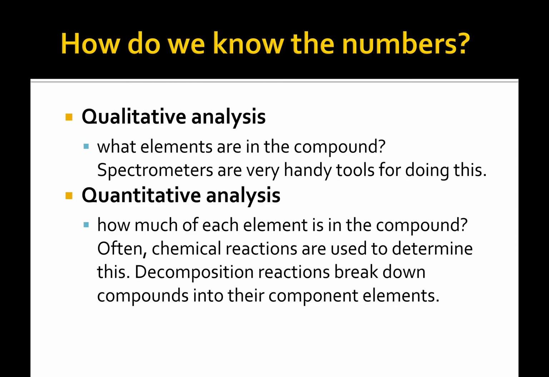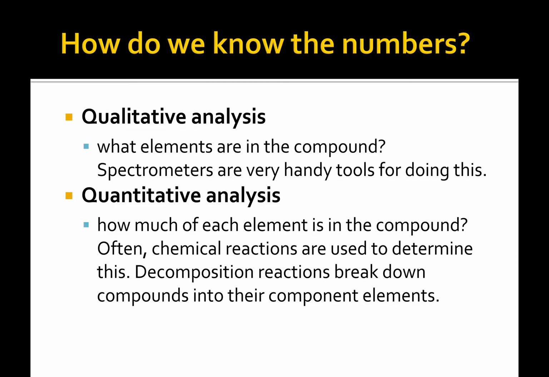How do we know some of these numbers? Like what elements are actually in a compound? Well, we can do qualitative analysis. Spectrometers help us to figure out, through light, basically, what type of elements are in a compound. How is that compound absorbing or transmitting light? We can use quantitative analysis to figure out how much of each element is in the compound, to figure out what the ratio might be.